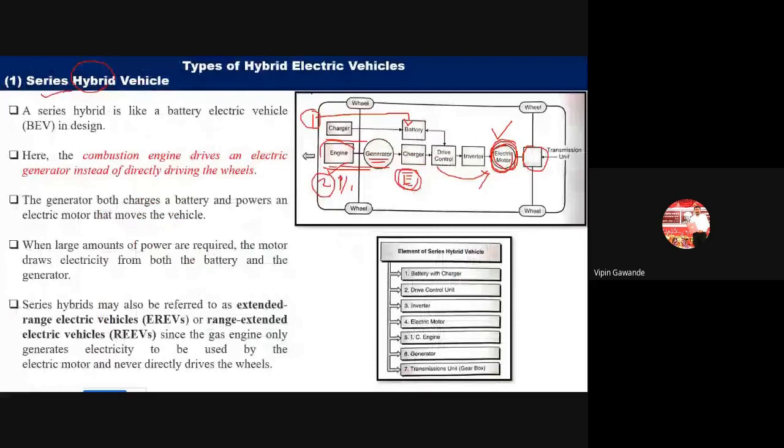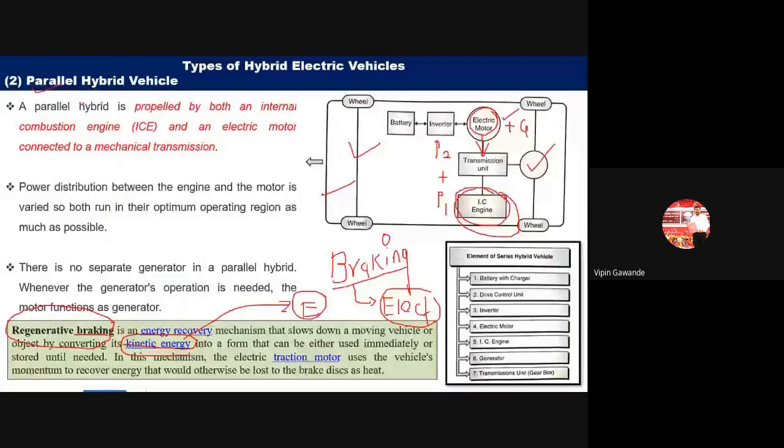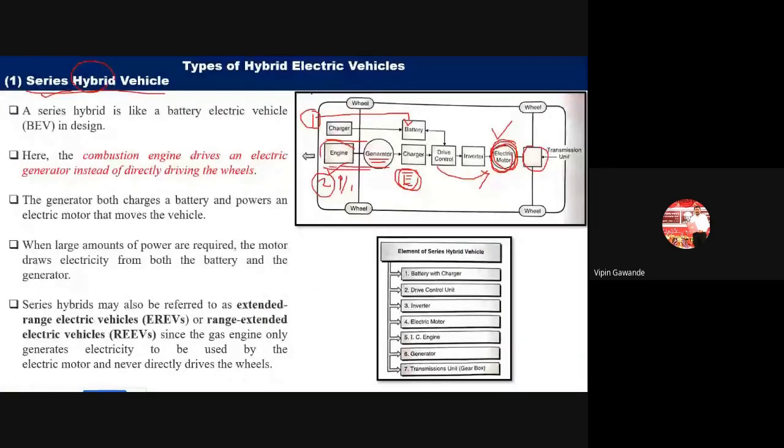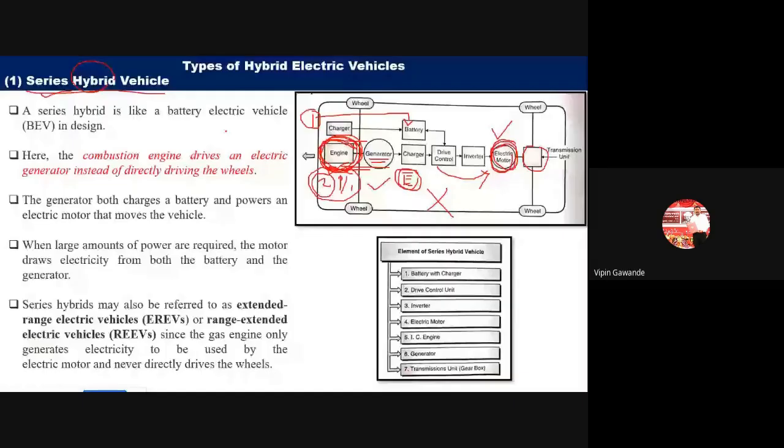In series, we are using the IC engine and the battery, but in series the engine is used only for generating the electricity, not for running the vehicle. While in a parallel hybrid vehicle, the IC engine is connected with the transmission system that is used for running the vehicle. So here both battery and IC engine are used for running the vehicle. While in series, the engine is used only for charging the batteries.